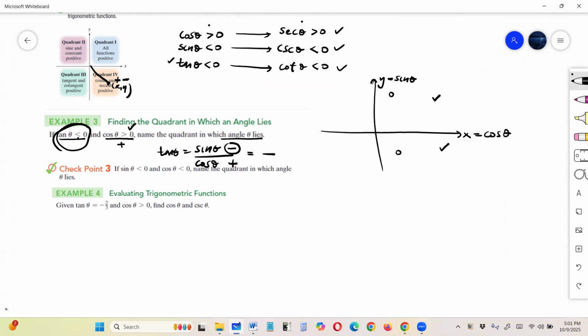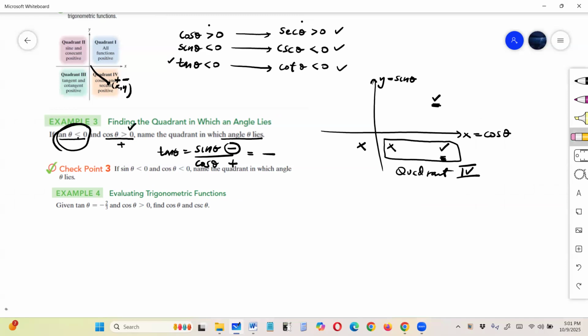Okay? So I know that cosine is positive. So I am either in the first quadrant or fourth. Now I also know that sine has to be negative. Well, the only way that sine is negative is if I'm either here or here, third and fourth. The only location where both coincide is quadrant 4.